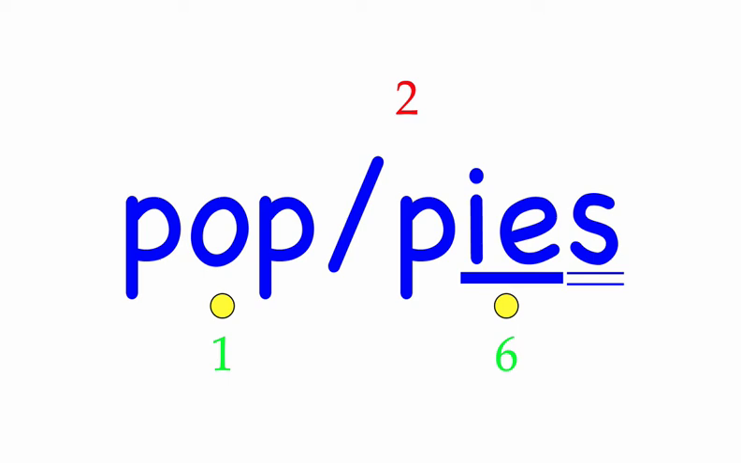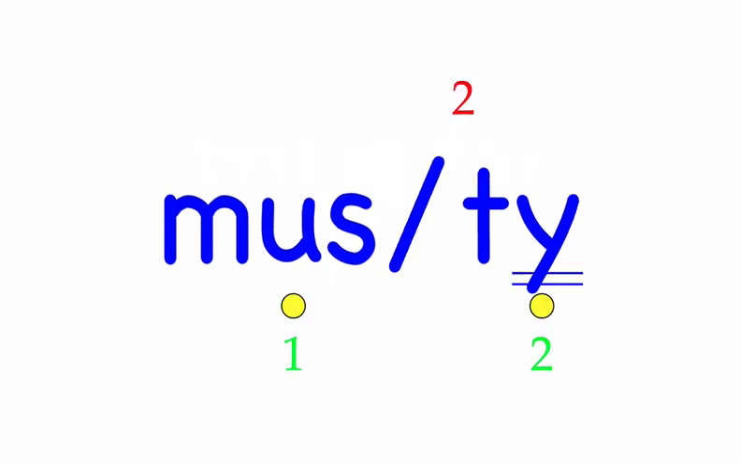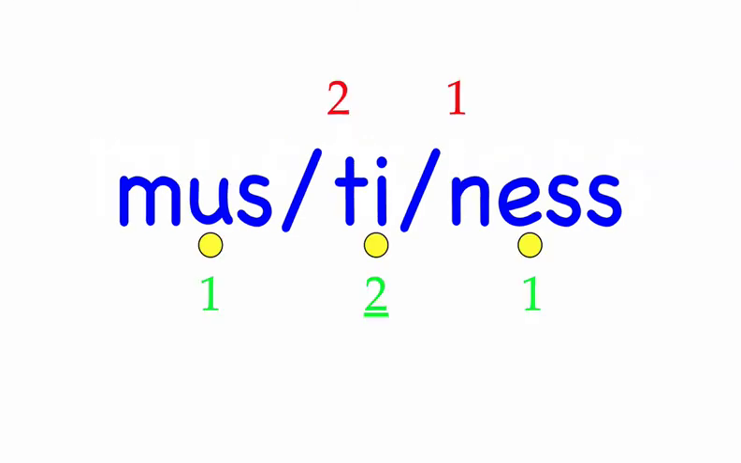Musty, mustiness. Musty, two syllables. First syllable, mus, three sounds, s. T, two sounds, e. Musty, mark the word, musty. Mustiness. Mus, three sounds, s. T, two sounds, I. Ness, three sounds, s. Mustiness, mark the word, mustiness.